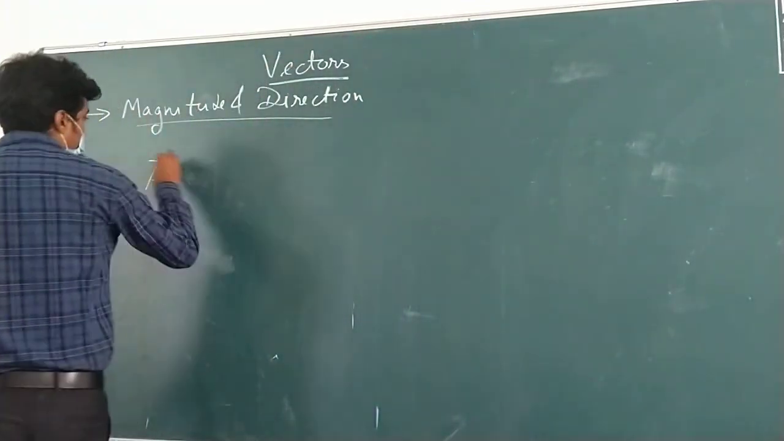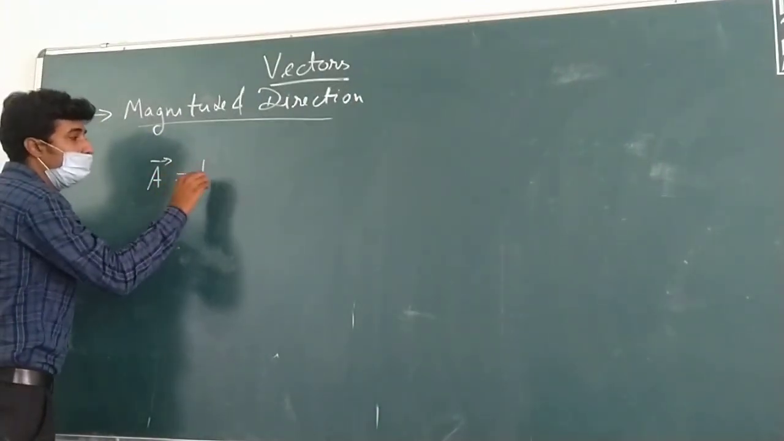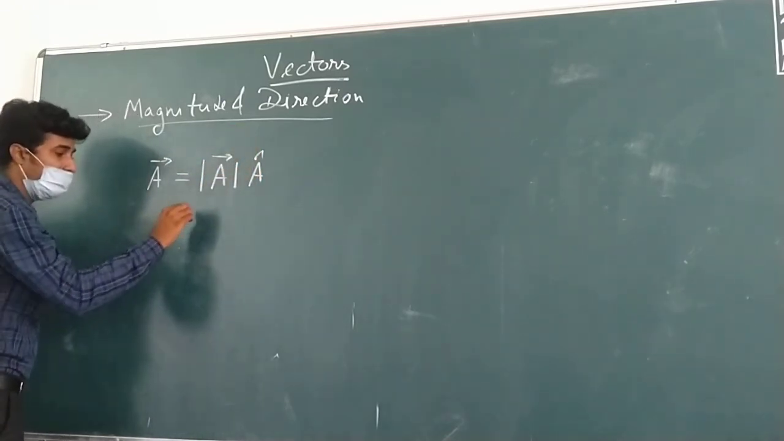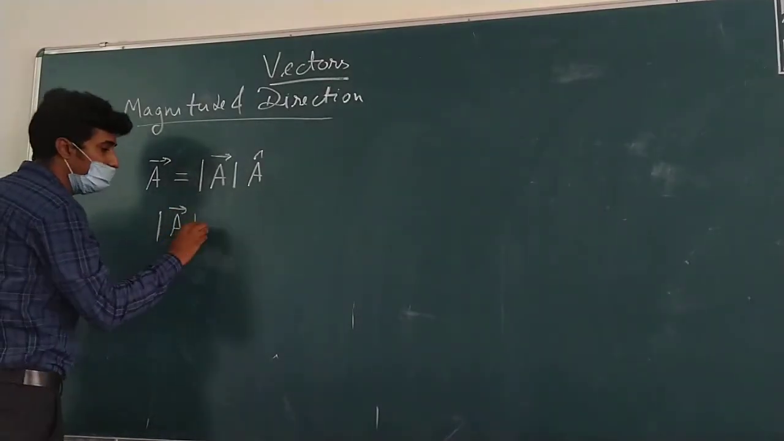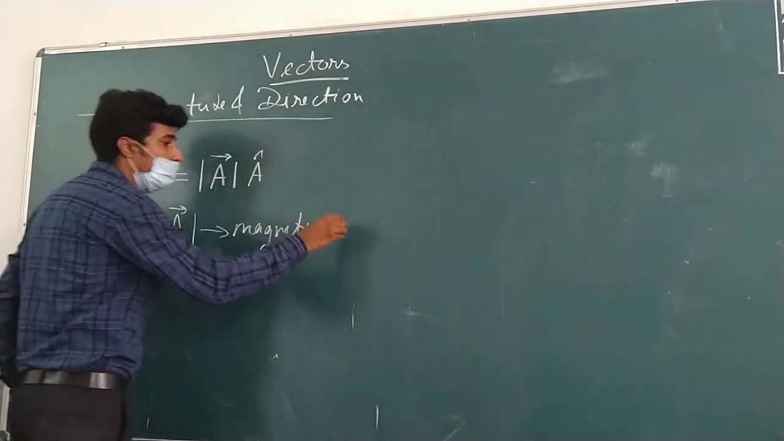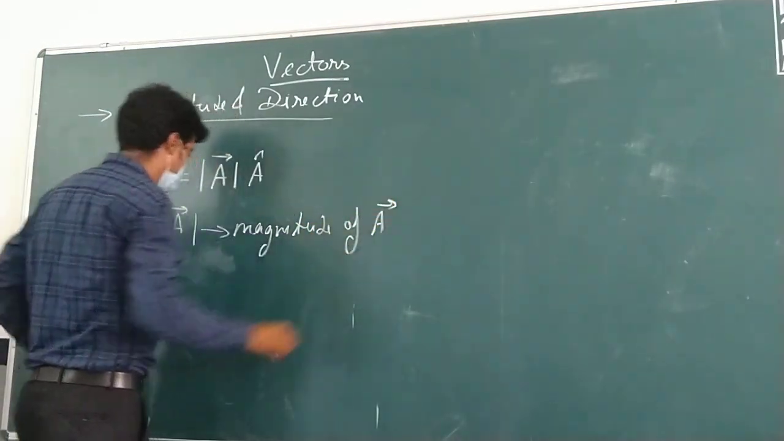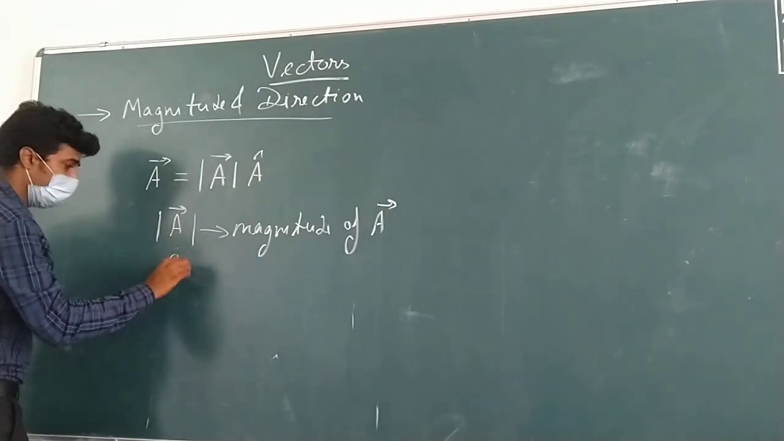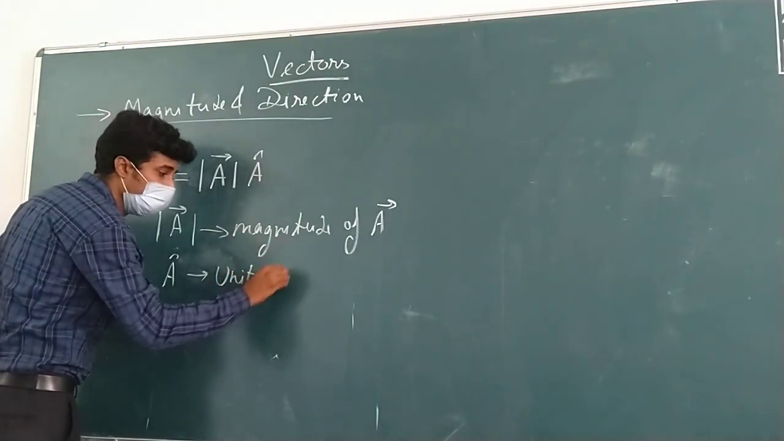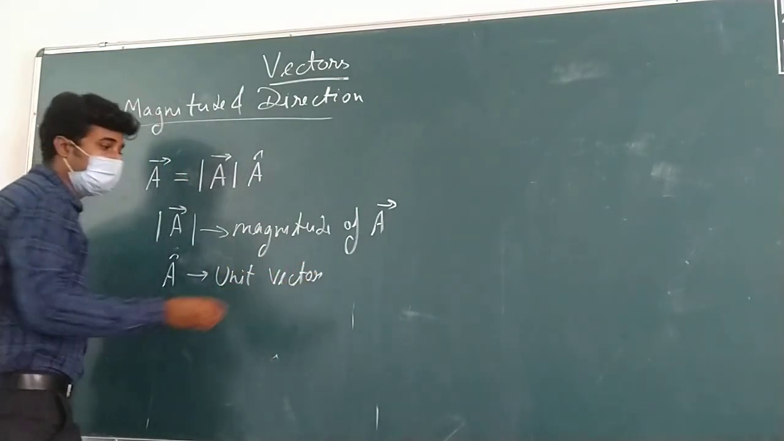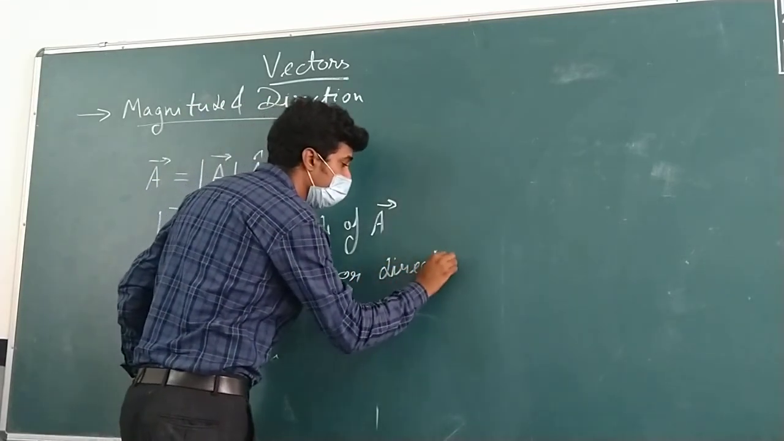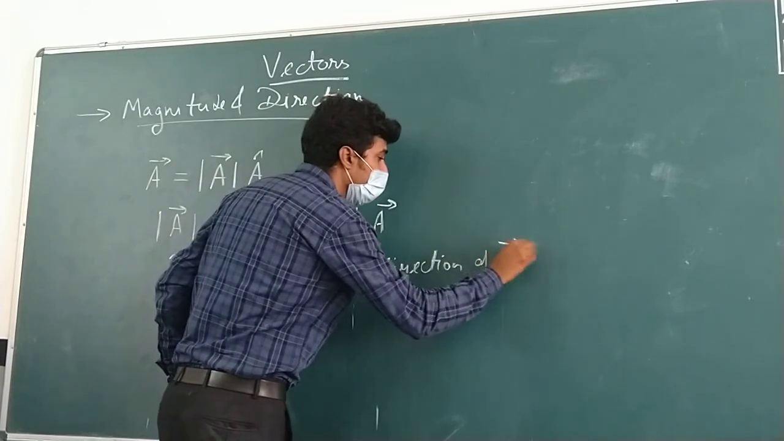Suppose this vector A will have two things, that will be mod of A and A cap. Mod of A is called the magnitude of A, the magnitude of vector A. A cap can be considered as the unit vector or direction of A. Direction of vector A.